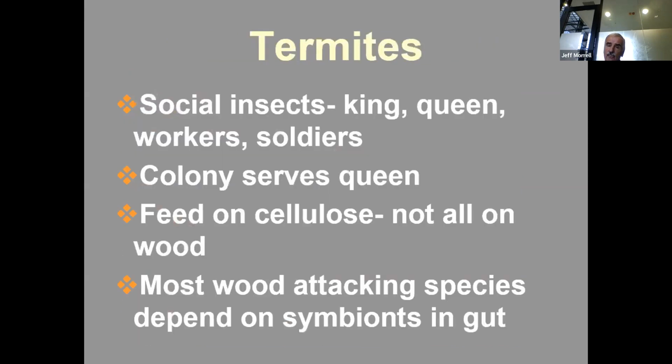They're social insects. So there's a king, a queen, workers, soldiers. The colony serves the queen. They feed on cellulose, but not all of them use wood. If you fly into Townsville and some of the other northern Queensland airports, you'll see mounds along the runway, and those are actually grass-feeding termites. So they don't always use wood, but most of the wood-attacking species have protozoa in their gut that help them digest cellulose. They can be very destructive in a very short period of time.